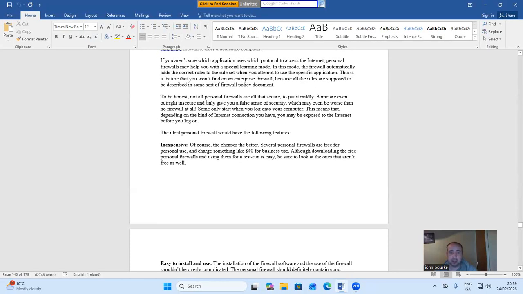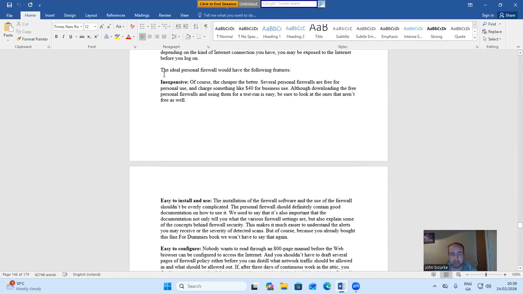To be honest, not all personal firewalls are all that secure, to put it mildly. Some are even outright insecure and only give you a false sense of security, which may be even worse than no firewall at all. Some only start when you log onto your computer. This means that depending on the kind of internet connection you have, you may be exposed to the internet before you log on. The ideal personal firewall would have the following features: inexpensive.